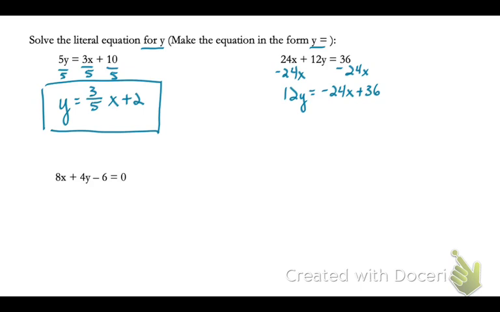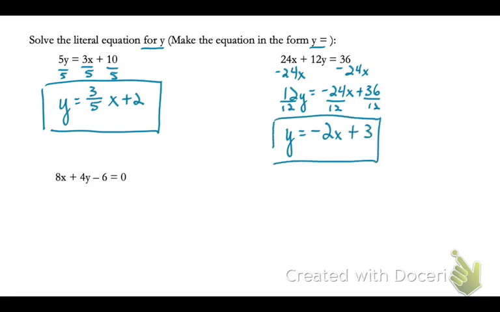Now I'm still wanting to get that y by itself. It's being multiplied by 12. So I'm going to divide by 12, and I'm going to divide everything in the equation by 12. So y will equal negative 24 divided by 12 is negative 2x, and then plus 36 divided by 12 is 3. So we have done it. We're not getting a single number answer. We are literally getting our equation in a different form.